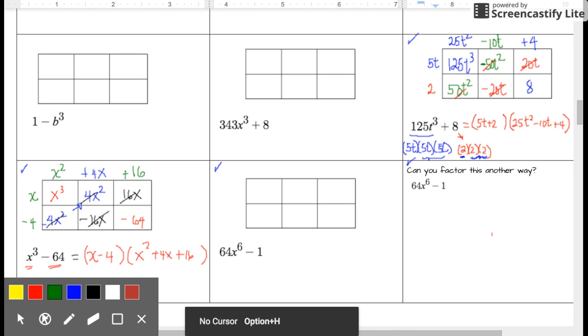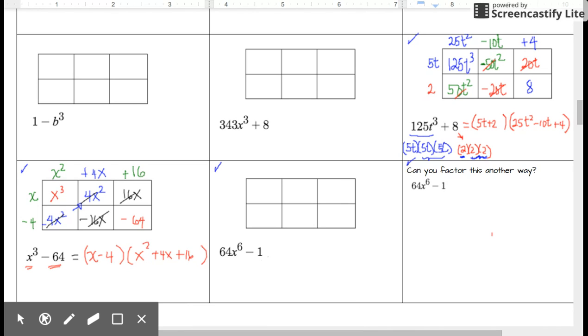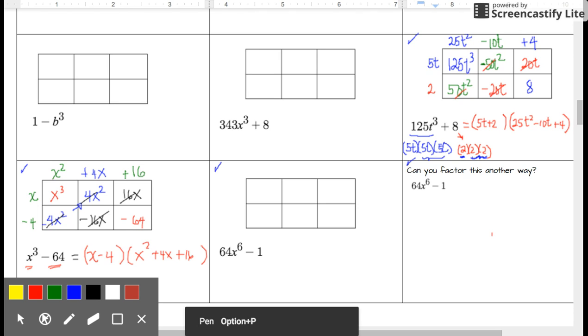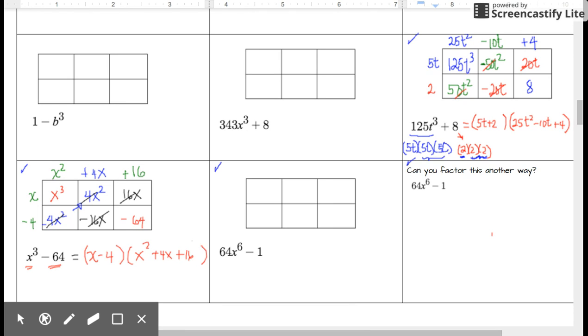Okay, now the 64x to the 6th minus 1. How do we factor it? We can think of this as similar to these two problems that we just solved. So we're going to put here 64x to the 6th and here negative 1. And then we think of what we multiply to get 64x to the 6th, and that's going to be 4x squared. So we know 4x squared times 4x squared times 4x squared gives us 64x to the 6th.